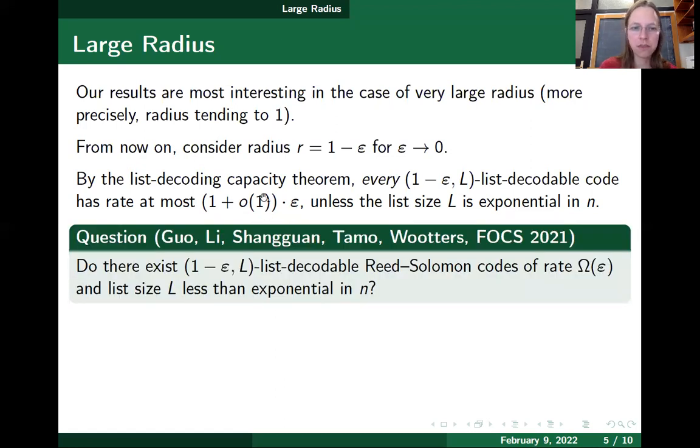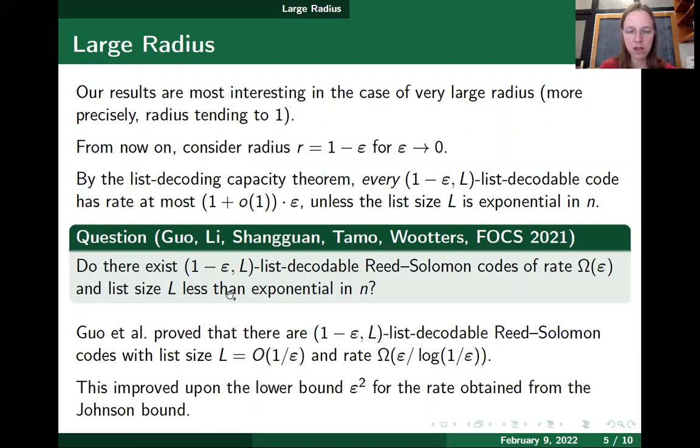This observation caused Guo, Li, Kwan, Tamo, and Wouters to ask, in the talk that was just preceding this talk, whether a rate of this form can actually be achieved, at least in order of magnitude. They asked the question: do there exist (1 minus epsilon, L) list decodable Reed-Solomon codes of rate Omega of epsilon and list size L less than exponential in n? So can you achieve a rate of order epsilon when list decoding with a radius of 1 minus epsilon and list size L less than exponential in n?